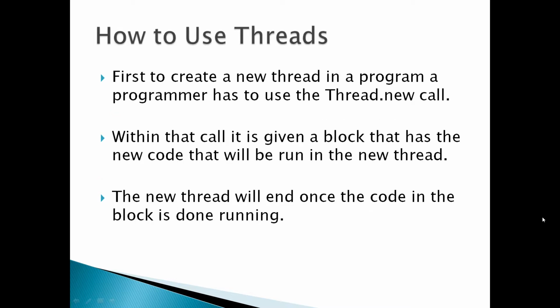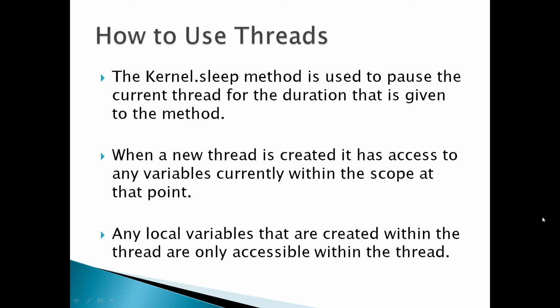New threads are created with the Thread.new call. It is given a block that contains the code to be run in the new thread. The newly created thread will exit when the block exits. The Kernel.sleep method is used to suspend the current thread for the duration of seconds, which may be any number, including a float with fractional seconds, that is passed to it. The method returns the actual number of seconds slept, rounded. Zero arguments can cause sleep to sleep forever.